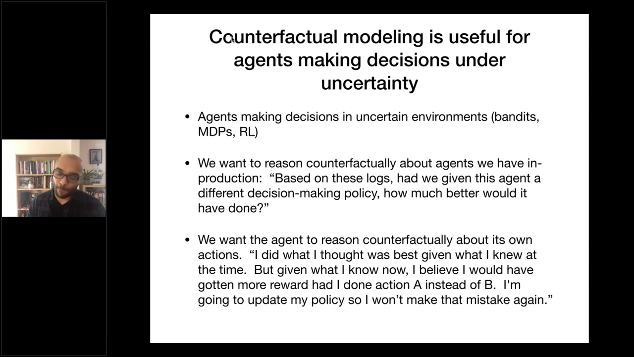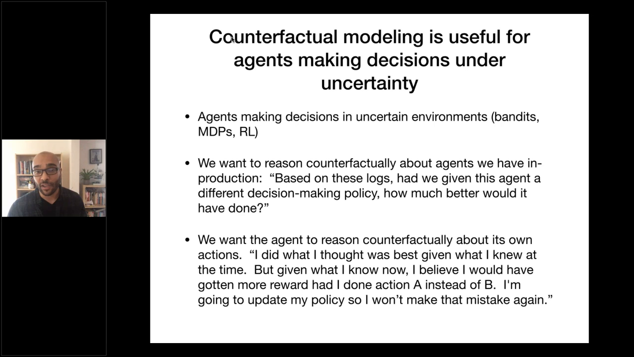Now, given this data, can I reason about how well this agent would have done if a different policy had been in place, instead of the policy that is in place? Of course, I can just put a new policy in place and then run an A/B test, but that would be expensive. And oftentimes, if you can just reason counterfactually about the system without actually running any experiment and accruing cost, you can get some cost savings.